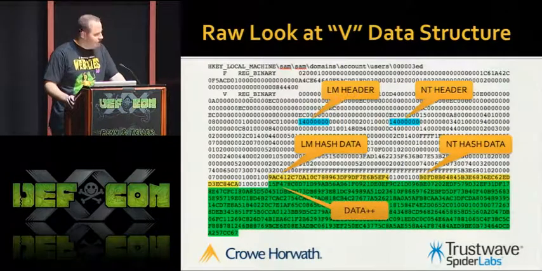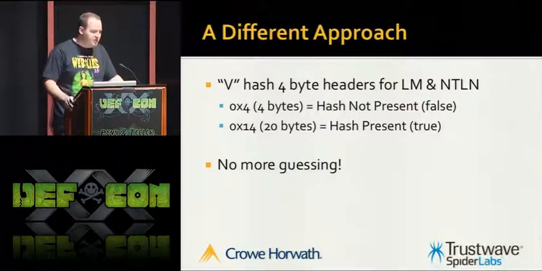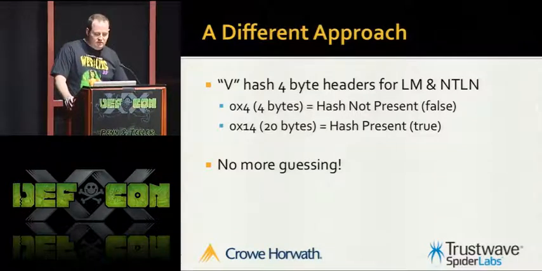So we did a little bit of research. I think this is a forensics blog we found this on. Far cry from any kind of pen testing blog, but these guys had basically said, hey, there's some data in the V key that allows you to determine whether or not these hashes are present. So there are headers there, shown in blue up there. And I know you can't see the value, but there's only two values you can expect in those fields. You can get a 4 or you can get a 14. If we have a 4, the hash isn't present. If we get a 14, the hash is present.